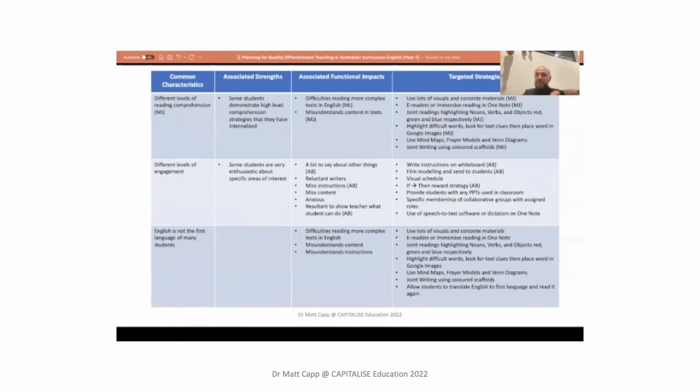For kids for whom English is not their first language, and so they struggle with those more complex texts in English and misunderstand content and instructions, we could once again look at very similar characteristics to those students who struggle with reading comprehension. So what that means is we're not doing 30 different things for 30 different students. We're actually identifying what are those targeted teaching strategies that we could use to support our learners. The only difference for students for whom English isn't a first language, we could actually allow them in OneNote to take an English text, convert it to their first language, read it, and then come back to English to help clarify that understanding.